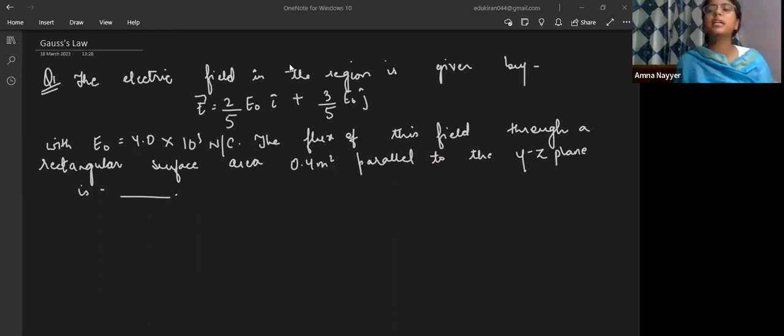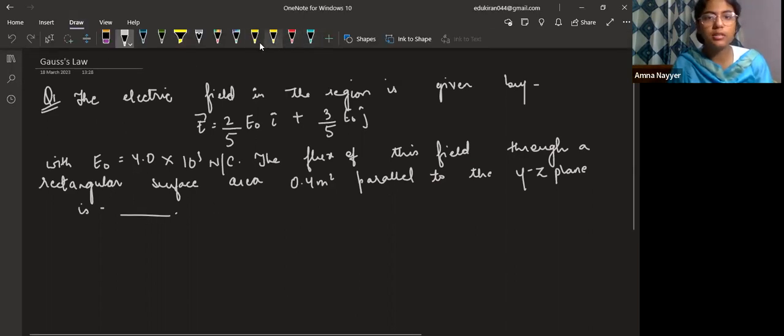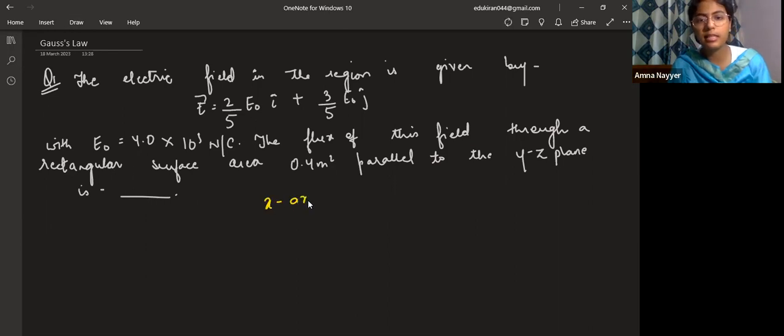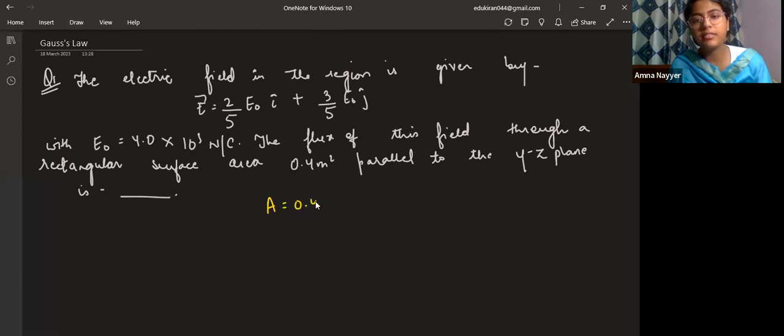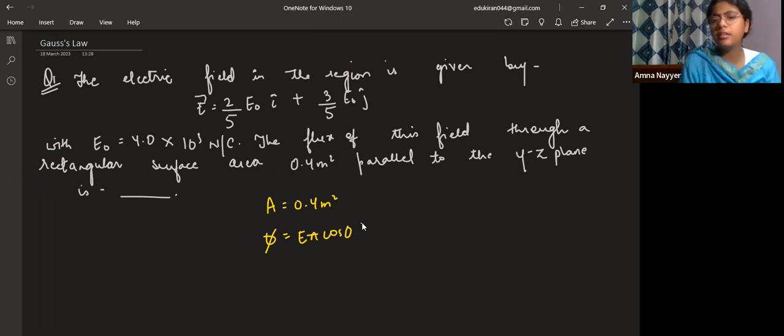So same thing is here. X, Y, you have to consider the XY plane. So only the X-axis, you have to consider the X-axis. Now see, the area is given as 0.4 meters square. And what's the formula for electric flux? The electric flux formula is EA cos theta. Here you will take cos 0 since it is parallel.